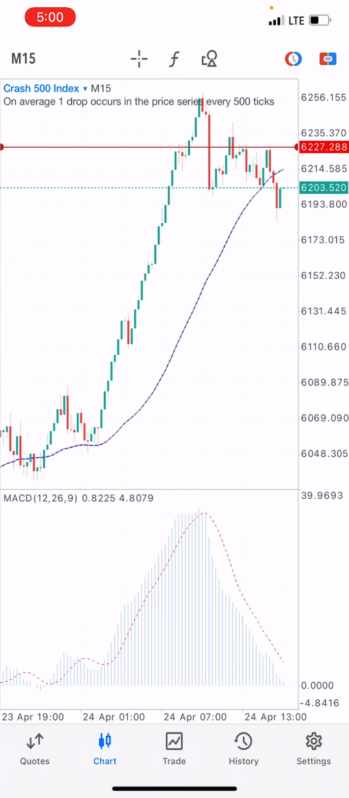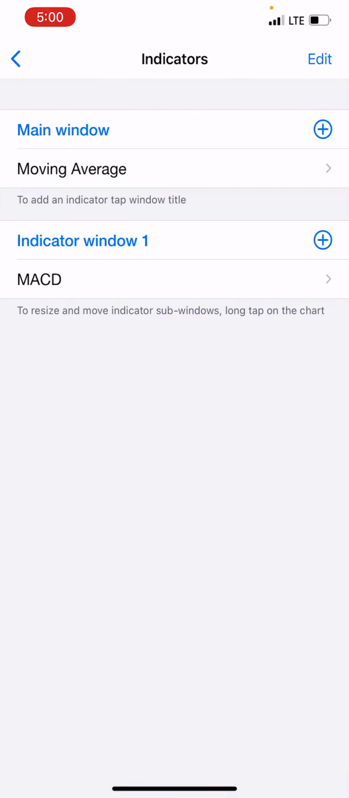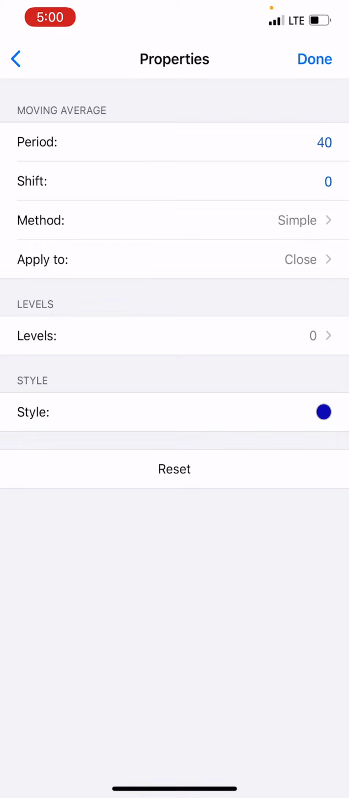Guys, this strategy is very powerful. I'll show you the indicators for the strategy. The first indicator is the moving average. Guys, please take a screenshot.